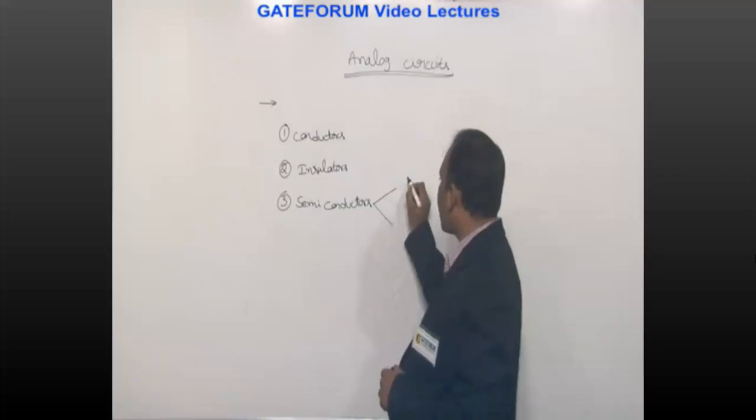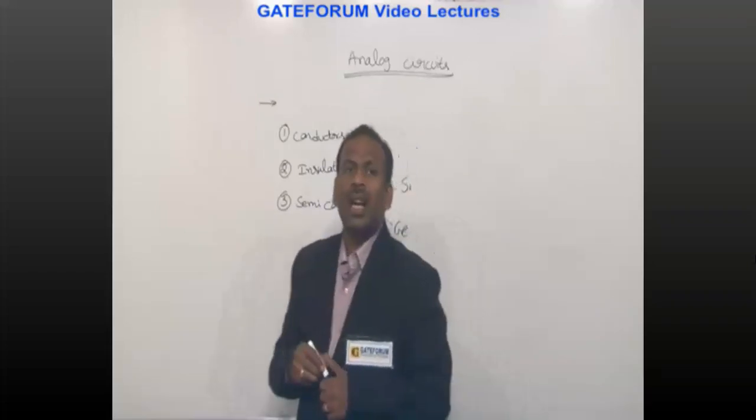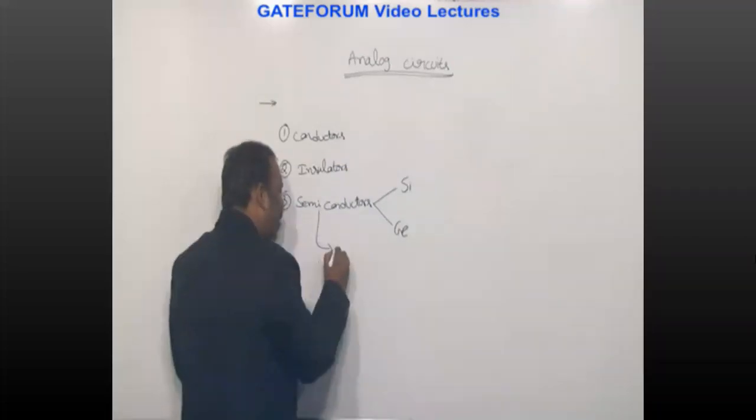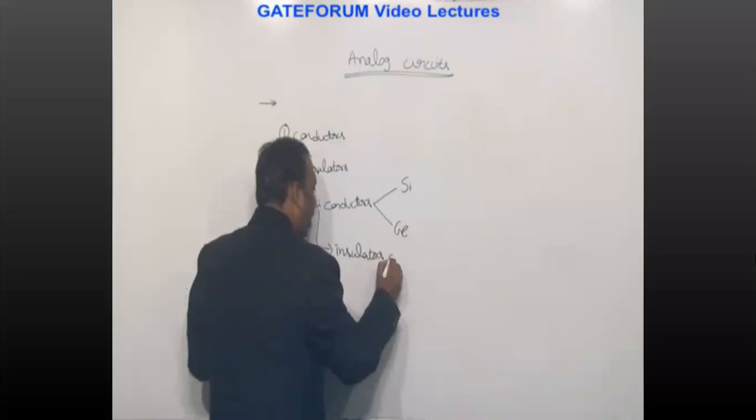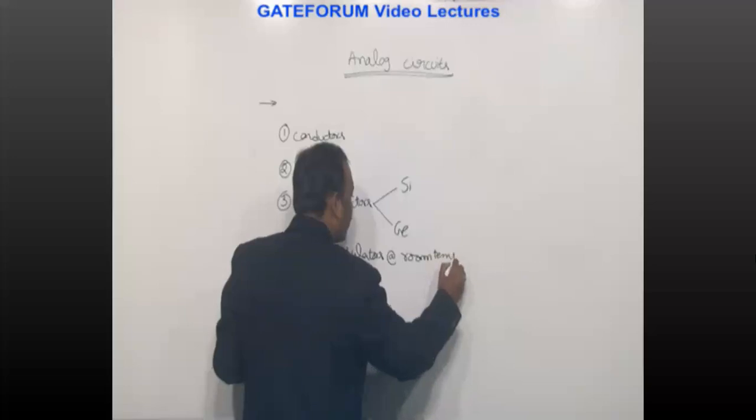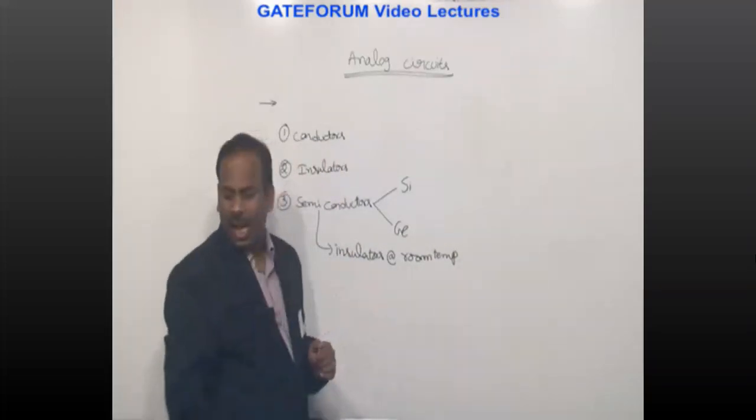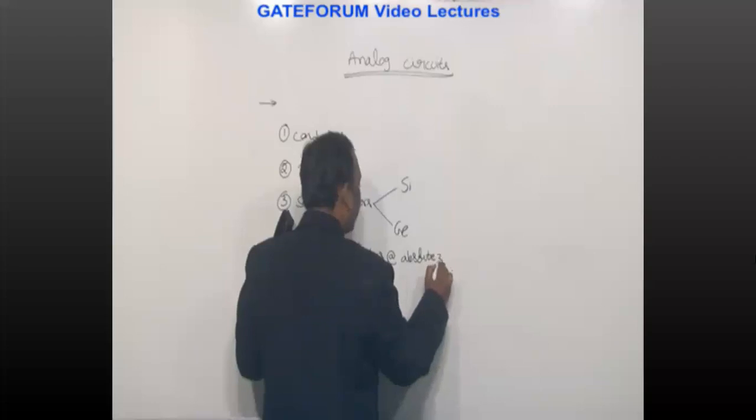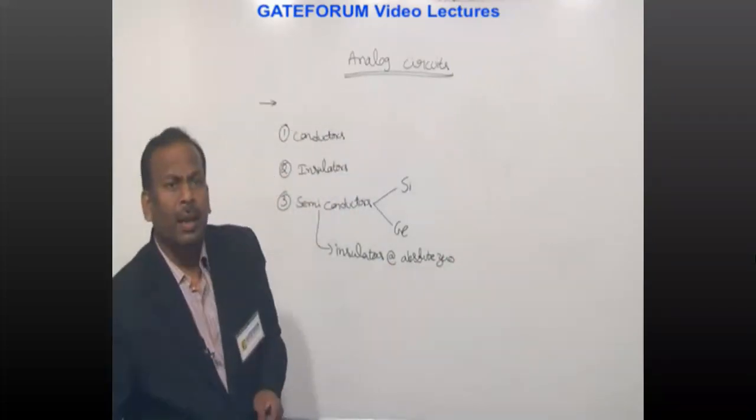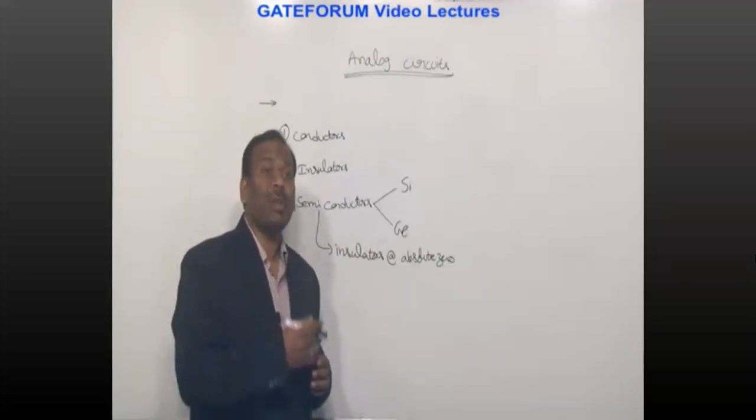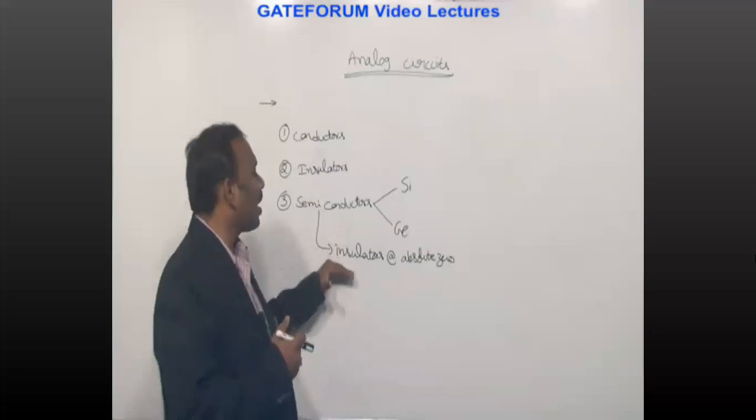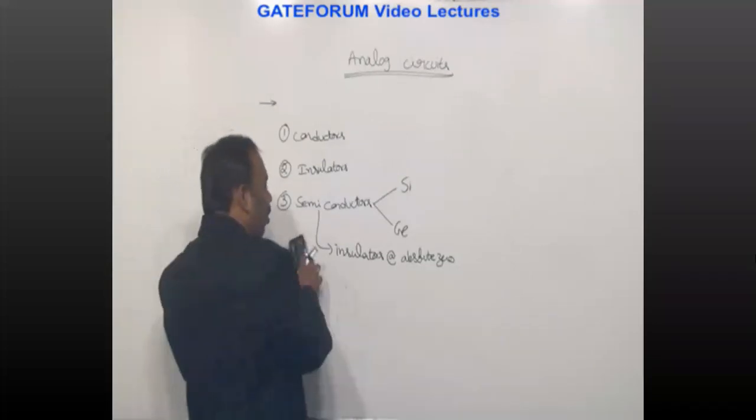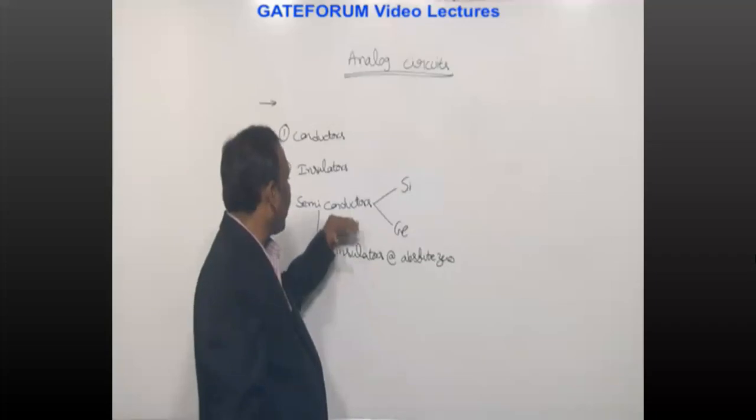Examples for semiconductors are silicon and germanium. Next, they are insulators at absolute zero, not at room temperature. At absolute 0 degrees, because there are no free electrons available for conductivity, semiconductors act as insulators at absolute 0 degree Kelvin, which equals -273 degree centigrade. Now, why do they act as insulators?